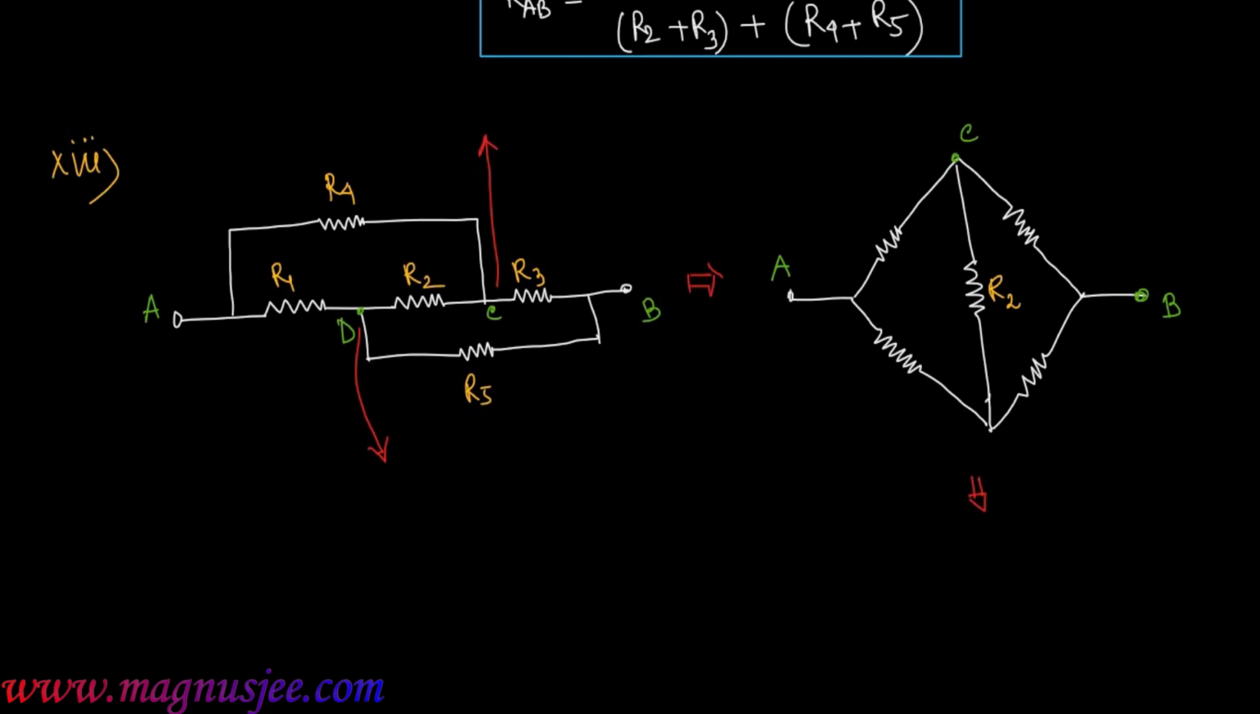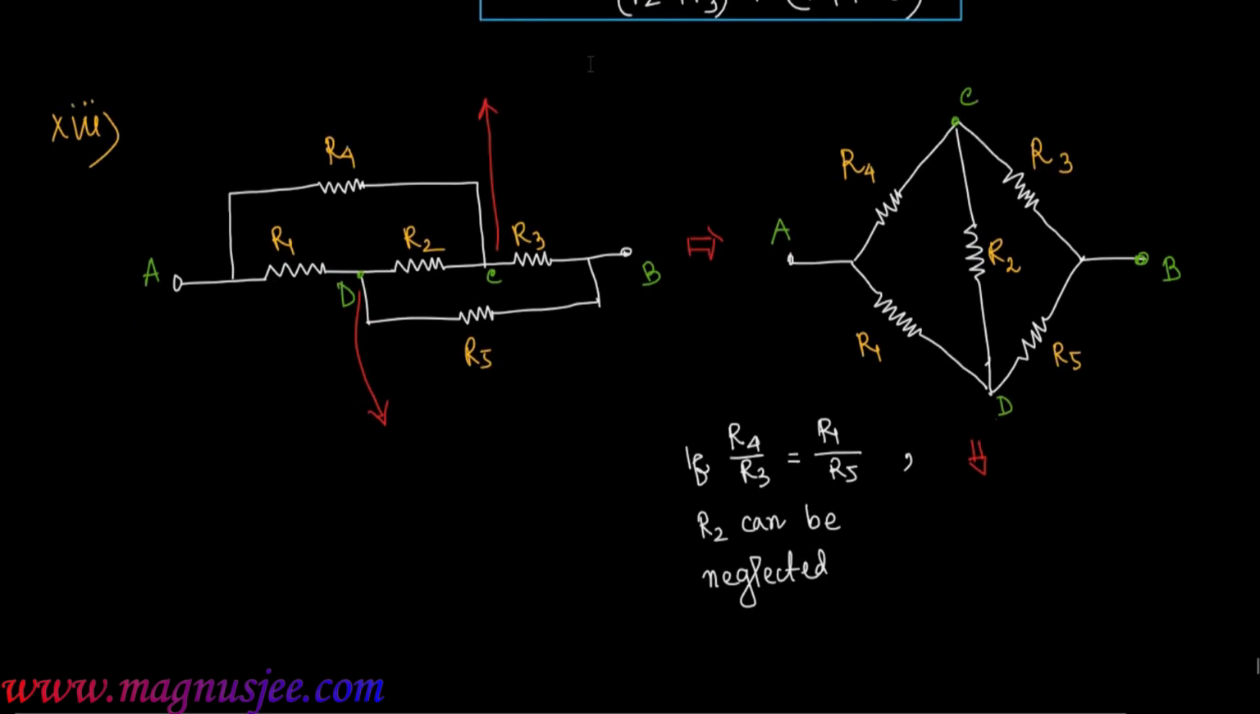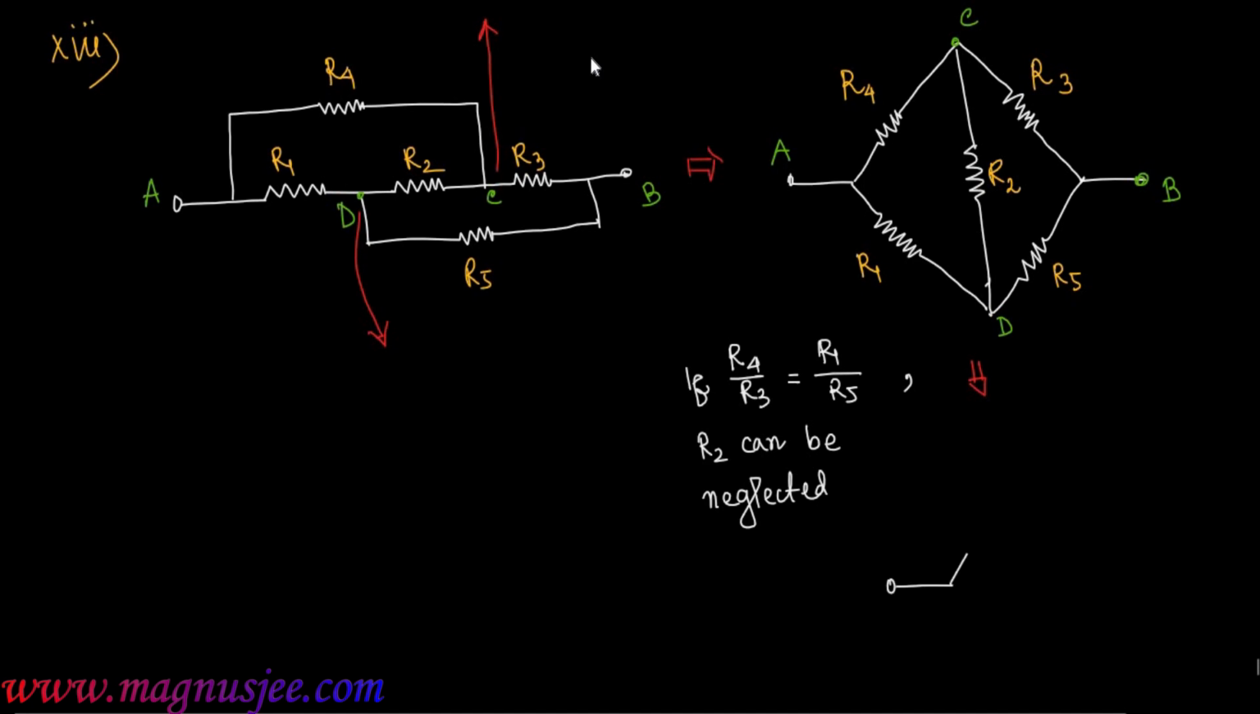Then the modified diagram, and we can denote the resistances between the 2 points C and D. The resistance will be R2. And what about the resistance between A and C? If we compare this diagram with the diagram on the left hand side, then the resistances will be R4, R3, R1 and R5. According to the Wheatstone bridge principle, if R4 by R3 is equal to R1 by R5, in that case the middle resistance R2 can be neglected or ignored from this network or from this circuit.